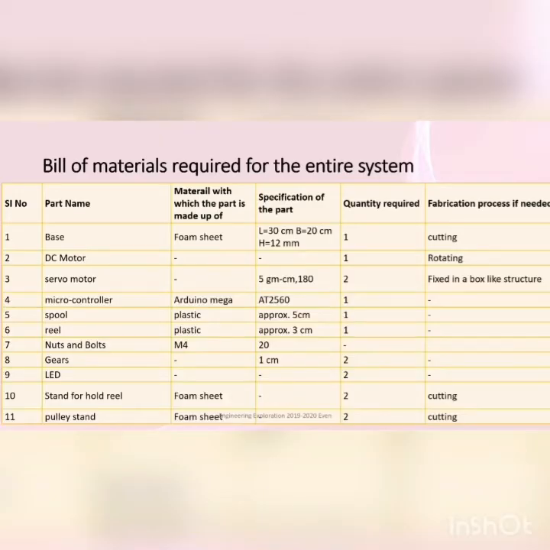Bill of materials required for the entire system. Just to sum it up, we'll be needing a base of foam sheet and a DC motor, which will be attached to the reel side. The reel will be of plastic. Servo motor 1 for uniform thread guiding will be fixed in a box-like structure with the help of foam sheet. Microcontroller Arduino Atmega as well. The spool will be of plastic as well. Nuts and bolts of M4 size, LEDs, and a stand for holding the reel above the base will be structured in the form of an L shape with the help of foam sheet.